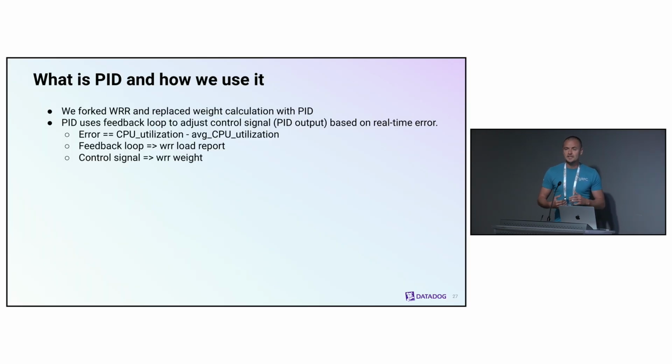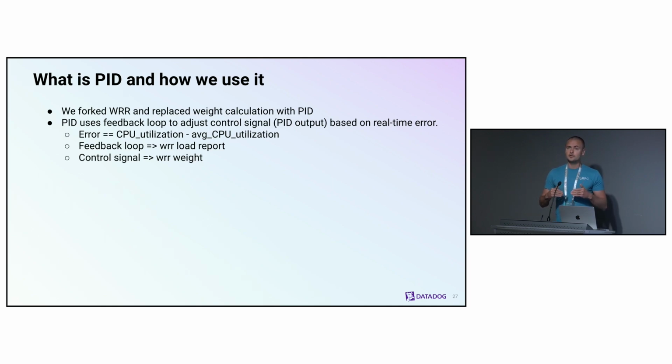So what is PID and how do we use it? So basically what we did, we just forked WRR load balancer, and then we replaced the weight generation part. You remember this part which was using cost per request function. We replaced it with PID. So what PID is doing, basically, it's a mechanism that is using a feedback loop to minimize real-time errors, the difference between desired state and current state.